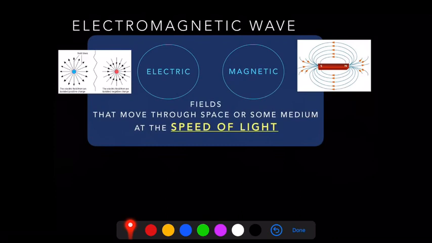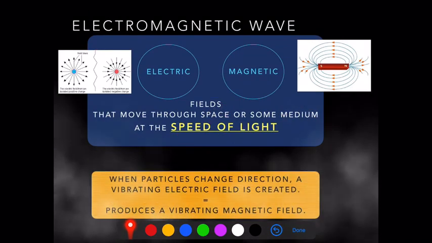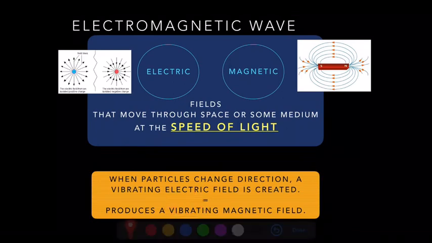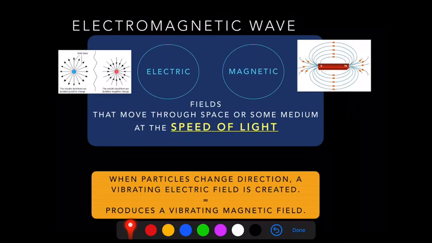So when these two fields come together, they move through space or through any medium at the speed of light. Now, when particles change direction, a vibrating electric field is created and produces a vibrating magnetic field. Let's talk about vibration, okay? This is how the electromagnetic waves work. They vibrate a lot and they can pass through one space or another space, okay? Or as I said, through a medium.